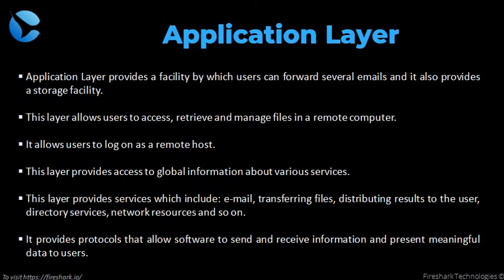Application layer provides a facility by which users can forward several emails, and it also provides a storage facility. This layer allows users to access, retrieve and manage files in a remote computer. It also allows users to log on as a remote host. This layer provides access to global information about various services. These services include email, transferring files, distributing results to a user, directory service, network resources, and so on. It provides protocols that allow software to send and receive information and present meaningful data to the users.